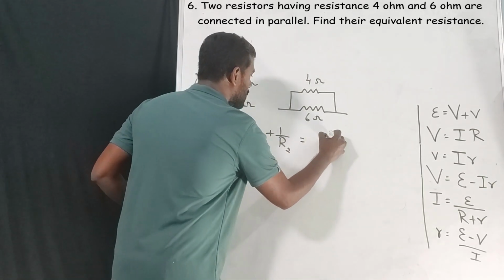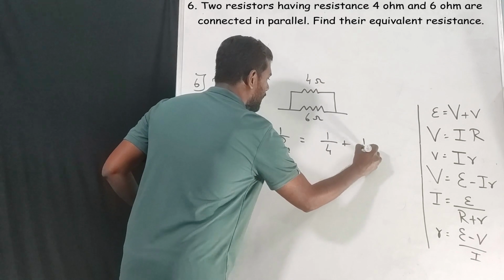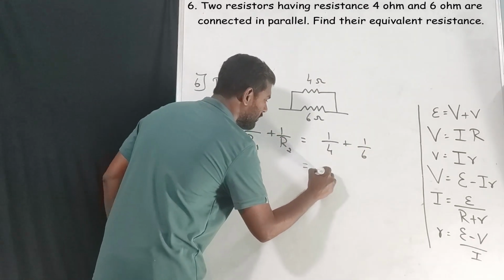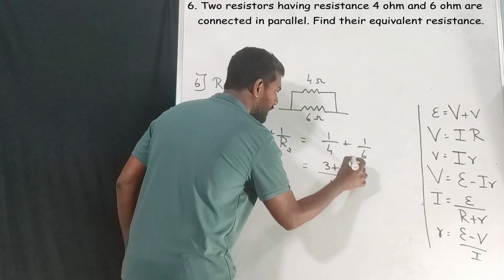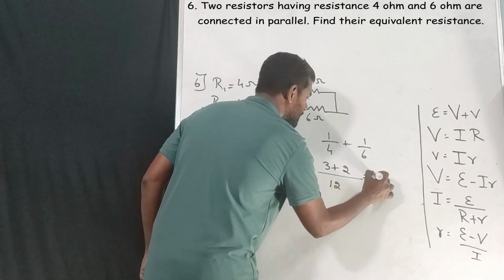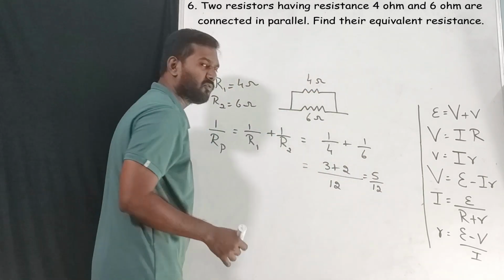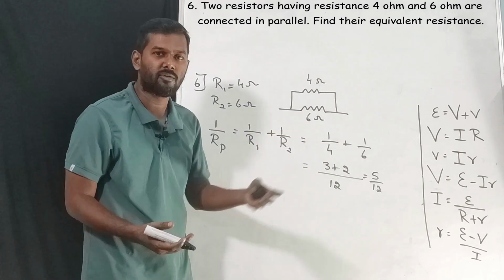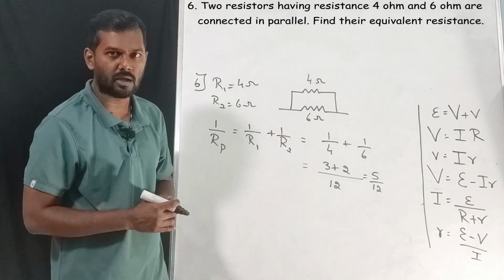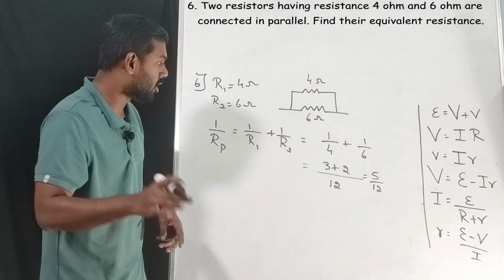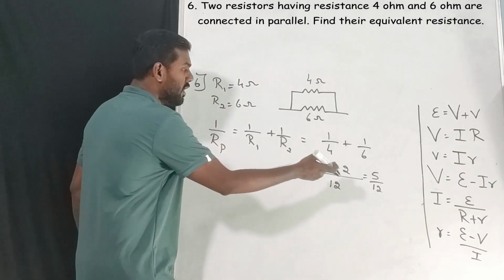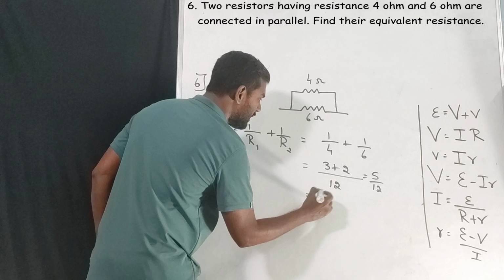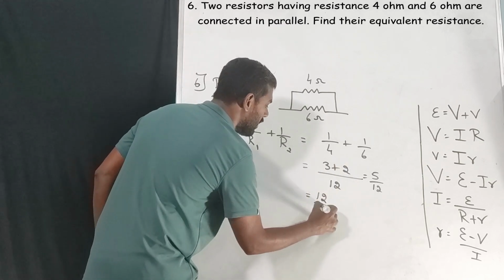So substitute the values. 1 by 4 plus 1 by 6. So what will be the LCM? LCM will be 12, correct? So 3 plus 2, this will be 5 by 12. So 5 by 12, you get the decimal value, you get the final answer, correct? No, that will be completely wrong. Why? Because we are not finding Rp, it is 1 by Rp. So when you get the fraction only, you take the reciprocal. This will be 12 by 5.